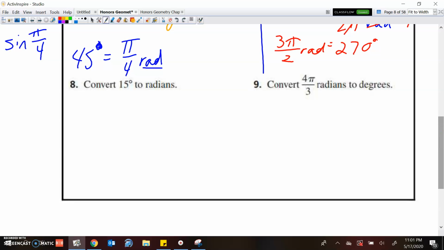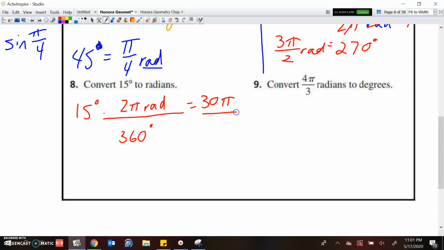Convert 15 degrees to radians. So 15 degrees. I'm going to put 360 degrees down here, 2 pi radians up here. Multiplying straight across, I get 30 pi over 360. My degrees are what canceled, so my answer is going to be in radians. So I'm going to leave the pi there. I can cancel out the zeros. 3 over 36 is just 1 over 12. So my answer is that 15 degrees is the same as pi over 12 radians.